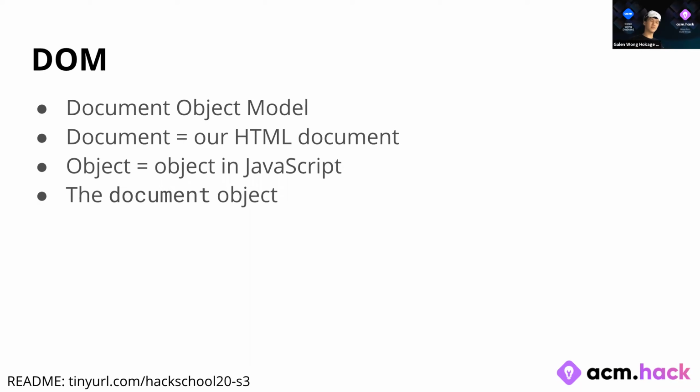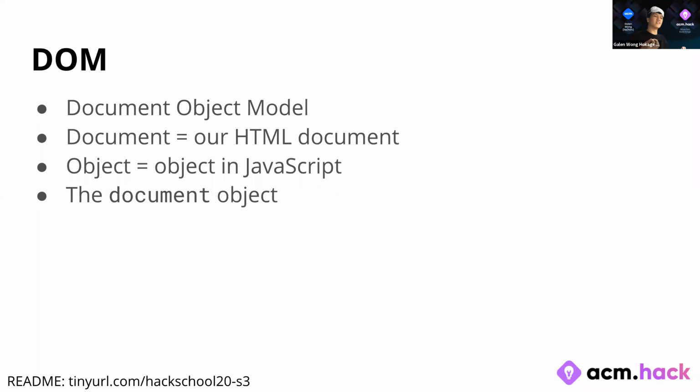So the document refers to our HTML file, and the object refers to the object within JavaScript. Last time we talked about objects in JavaScript. You use the brackets and the keys to put values and methods inside an object. So the Document Object Model means that the browser is going to represent the HTML document as an object for us. So what does this actually mean? This is still very vague. What does representing a document as an object mean?